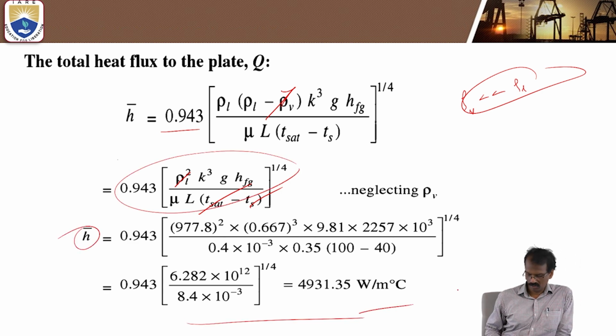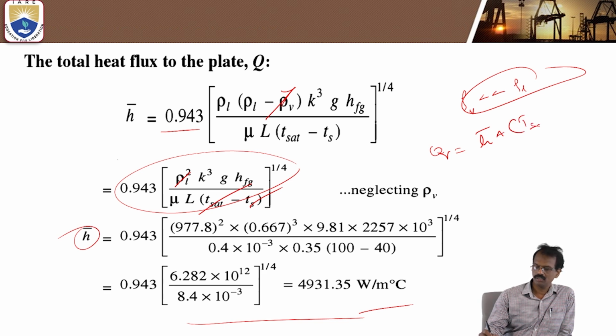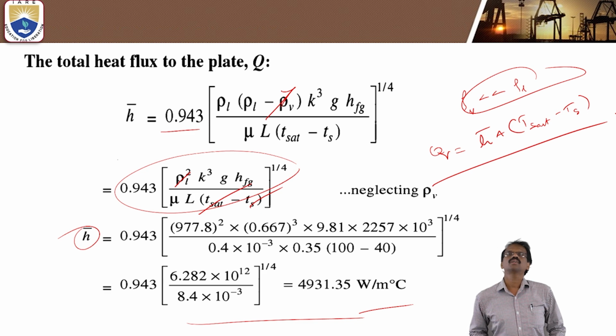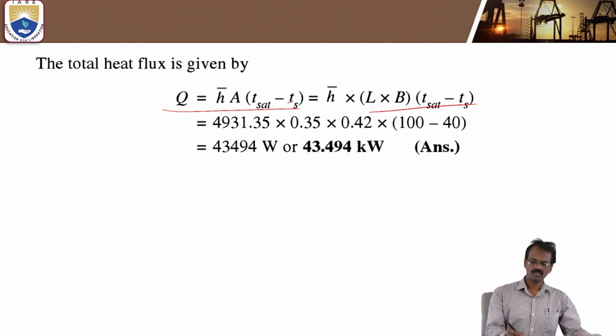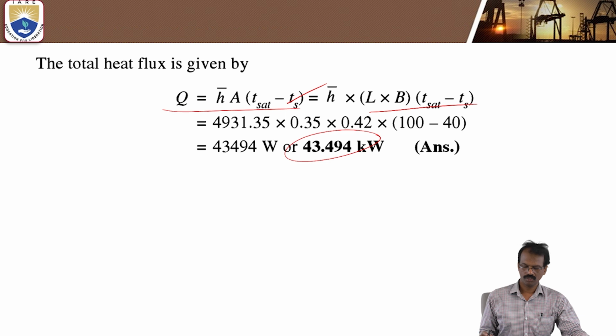If you know the h bar, then automatically you can find out the Q value also, the rate of heat transfer: h bar into area into T saturation minus T surface. Using this formula you can find out the Q value. If you substitute the h bar and area values, and T saturation and T surface, you will get the value, which is nothing but 43.494 kilowatts. Okay.